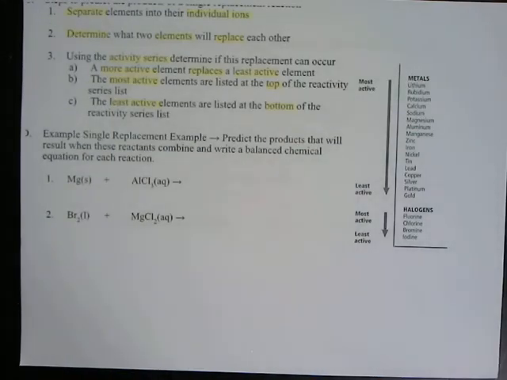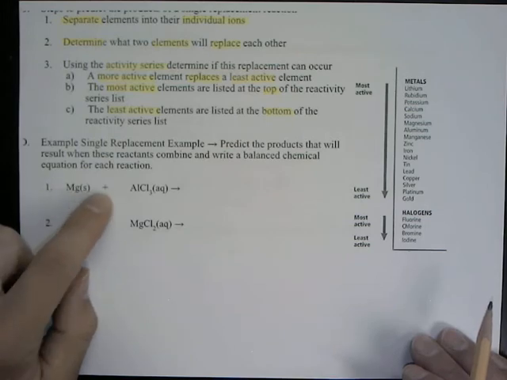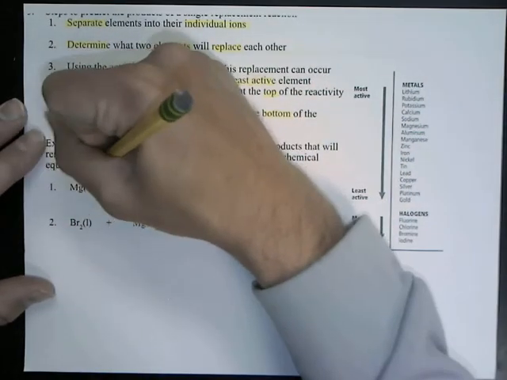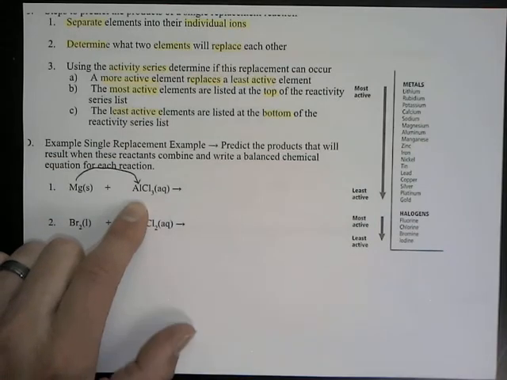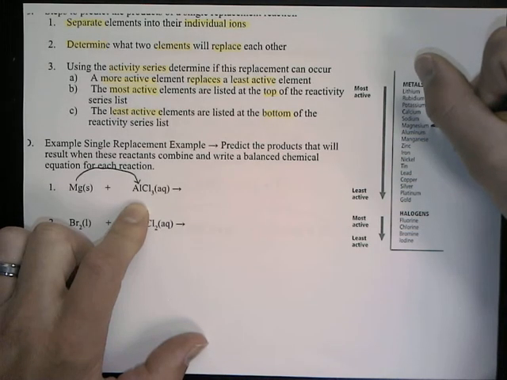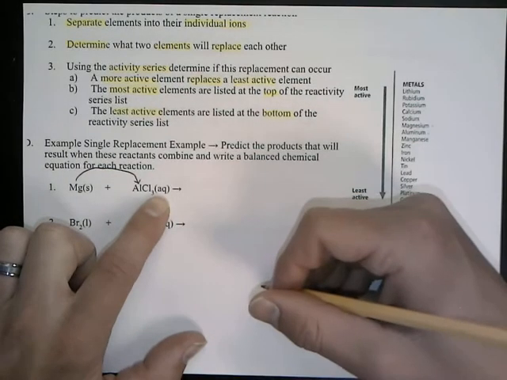All right, so what happens here is this. We need to figure out, okay, how can we use this list to predict our products? So we start out here with this. We need to figure out what replaces what. Well, magnesium is a metal, so it's going to try to bump out, I'm going to draw an arrow here, aluminum, okay? So what we need to do is go to magnesium, and we need to find it. And magnesium is right here. And we need to see, okay, is it above aluminum? Well, yes, it's above aluminum. So therefore, we can write this particular reaction.